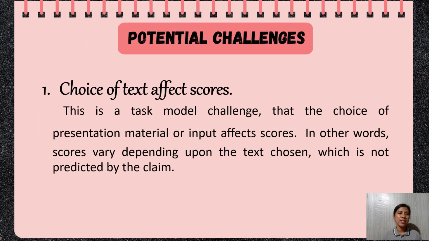With reference to the example of the cloze test, we can see that the four rebuttals or challenges to the argument can be explained by reference to these potential challenges. The first potential challenge is that the choice of text affects scores. This is a task model challenge, that the choice of presentation material or input affects scores. In other words, scores vary depending upon the text chosen, which is not predicted by the claim.